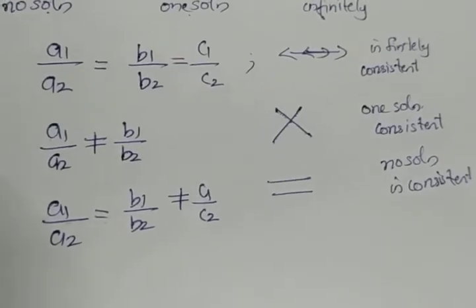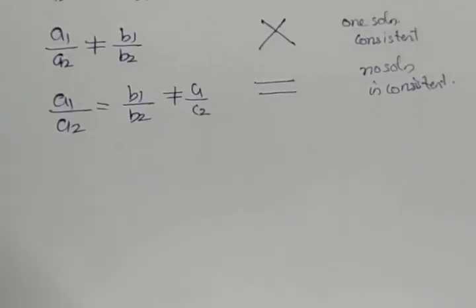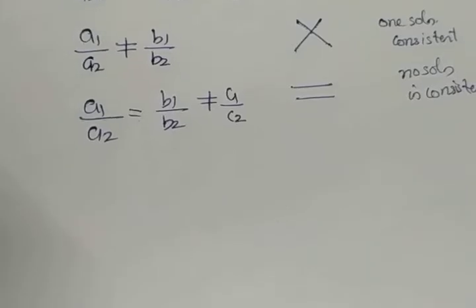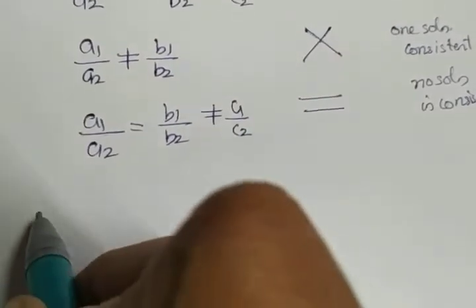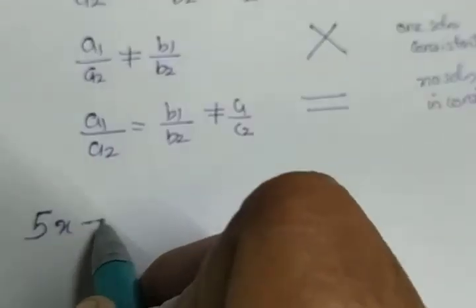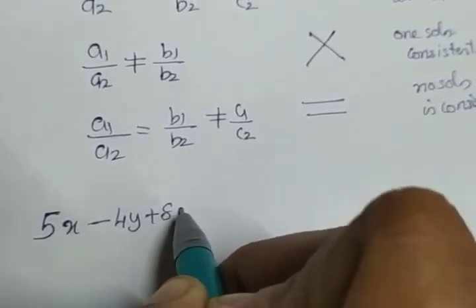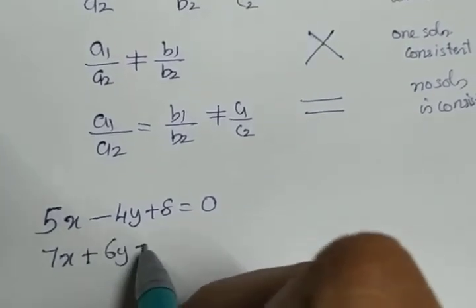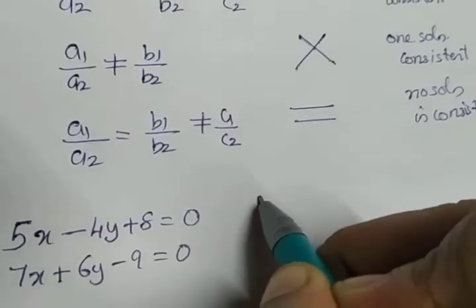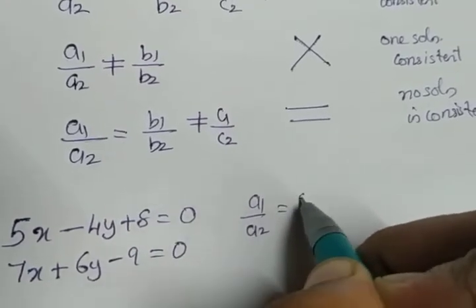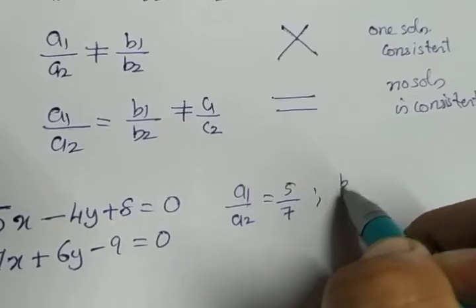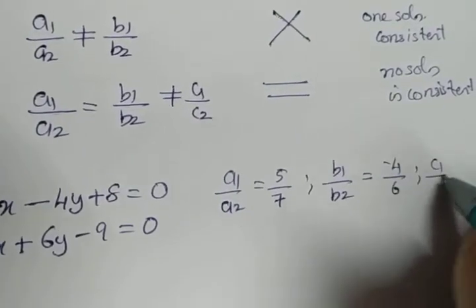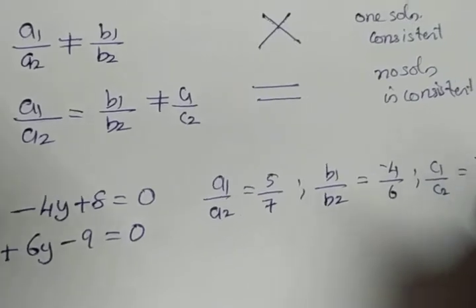Okay, so we are going to check whether the given system of equations is consistent or inconsistent, whether the lines are parallel, intersect at a point, etc. So I am going to take the first pair of equations as 5x minus 4y plus 8 is equal to 0 and 7x plus 6y minus 9 is equal to 0. So find a1 by a2. a1 by a2 is equal to 5 by 7, b1 by b2 is equal to minus 4 by 6 and c1 by c2 is equal to minus 8 by 9.